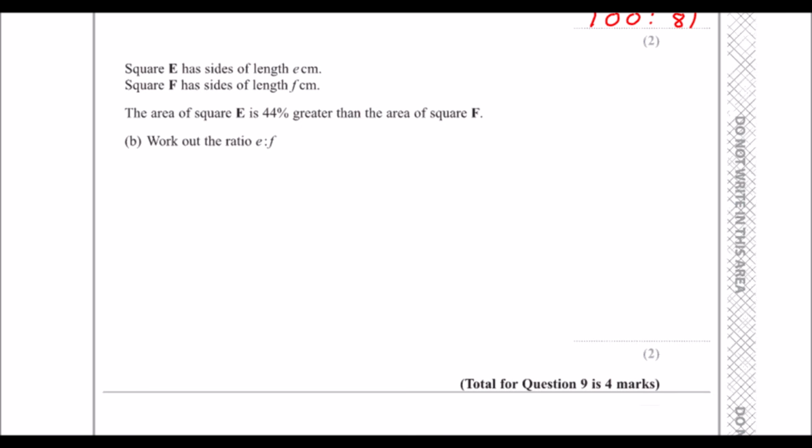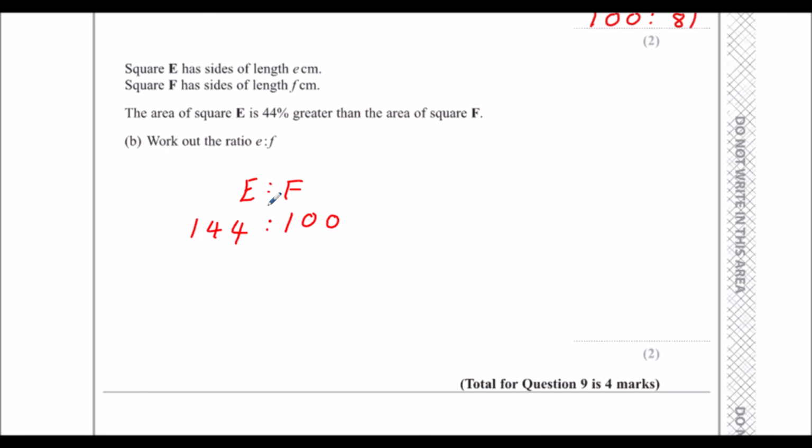Part B, square E has sides of length E centimeters. Square F has sides of length F centimeters. The area of square E is 44% greater than the area of square F. So we've got E to F. So again, if F is 100%, E is 44% more. So 44% of 100 is 44. So add it on, 144.